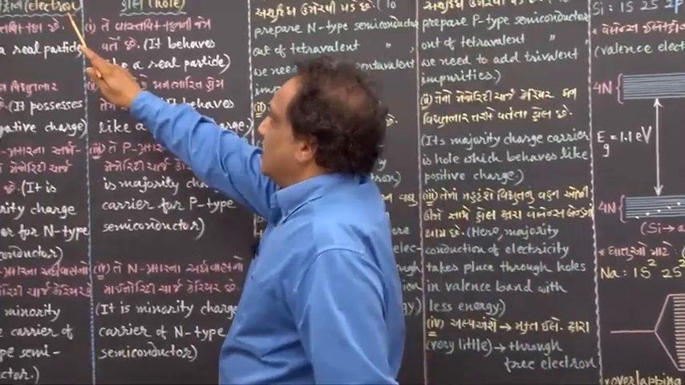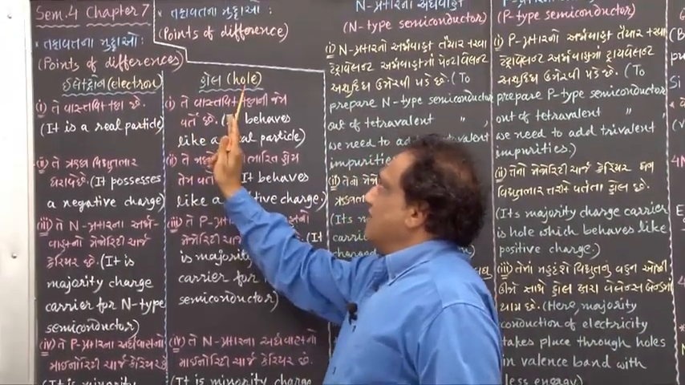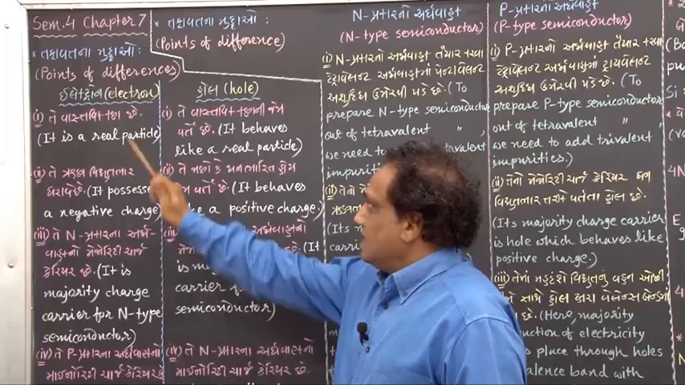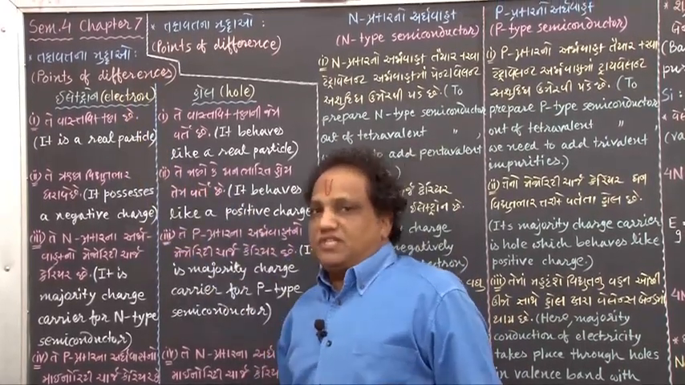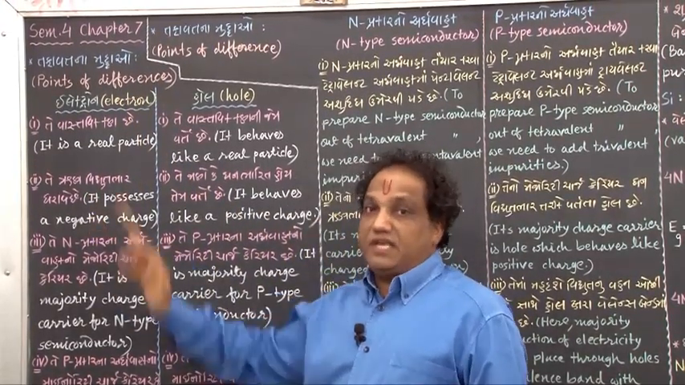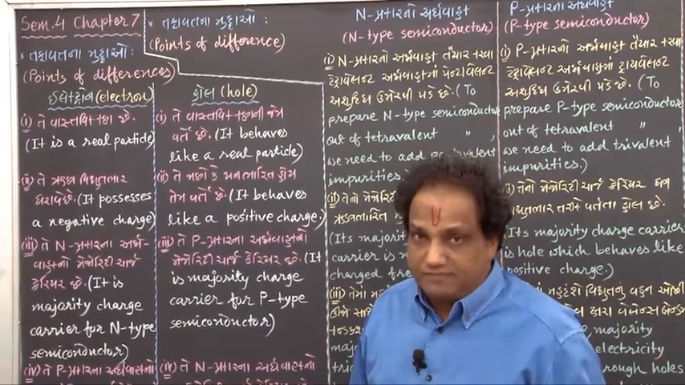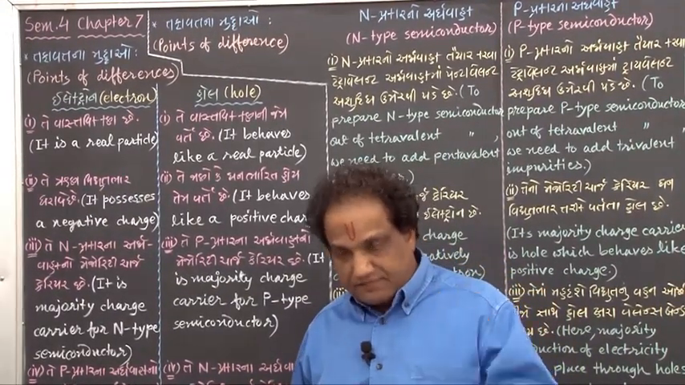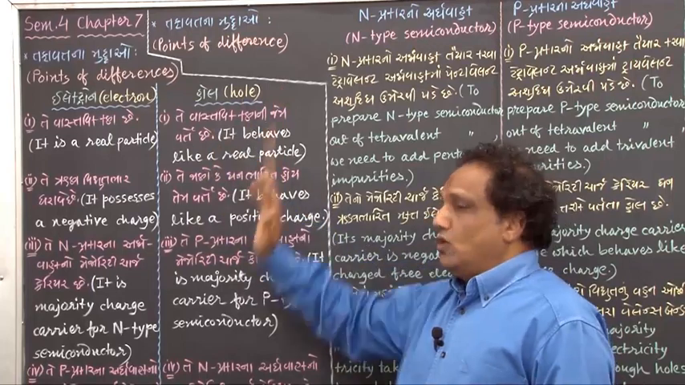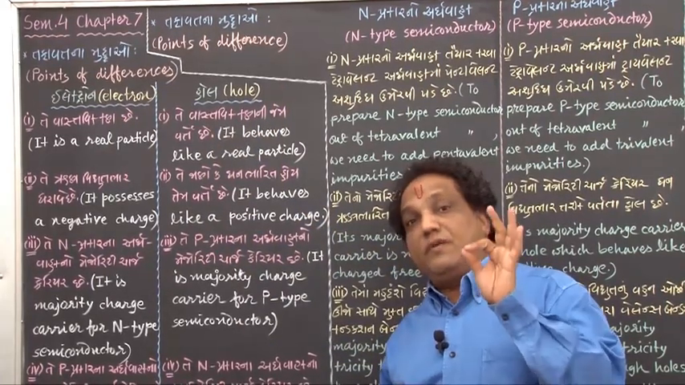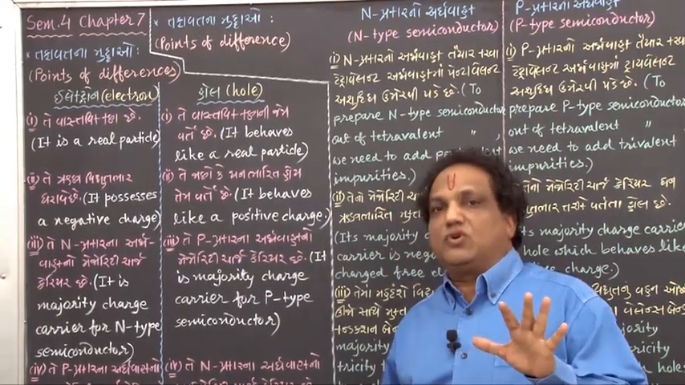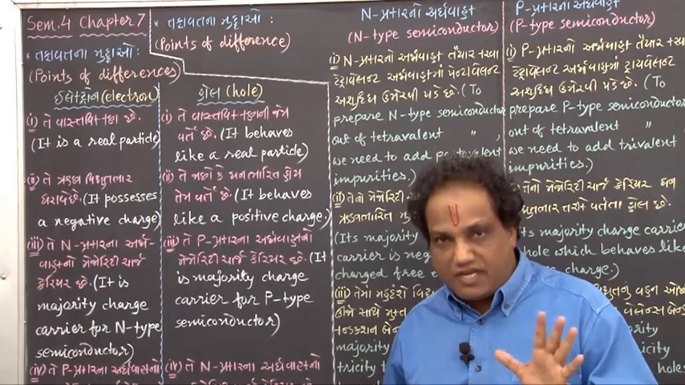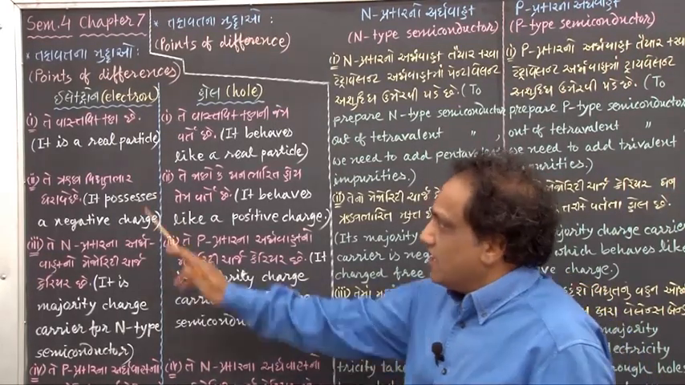Here I am writing for electron. Here I am writing for hole. What is electron? You know its introduction. It is a realistic particle. And hole is simply our imagination. It is not a particle. It is not a realistic particle.